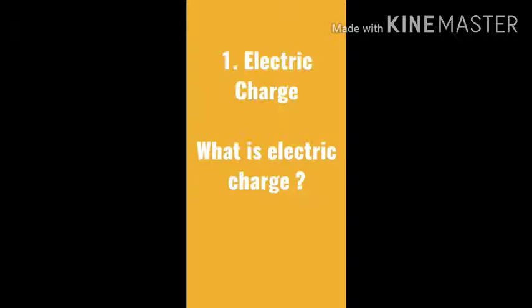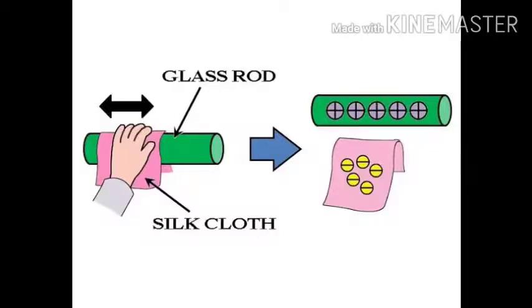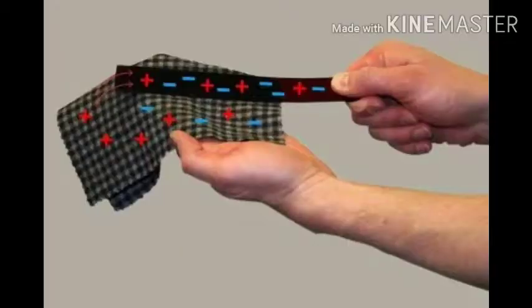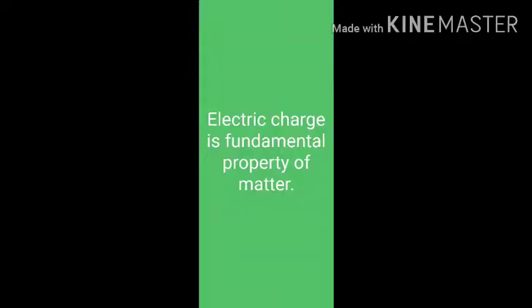Now, what is electric charge? It is observed that if two glass rods rubbed with wool or silk cloth are brought closer to each other, they repel each other, and the pieces of wool or silk cloth with which the rods were rubbed also repel each other. It is concluded that there are two kinds of entities, which are called electric charge. The glass rod, wool and silk acquire an electric charge. Electric charge is a fundamental property of matter.